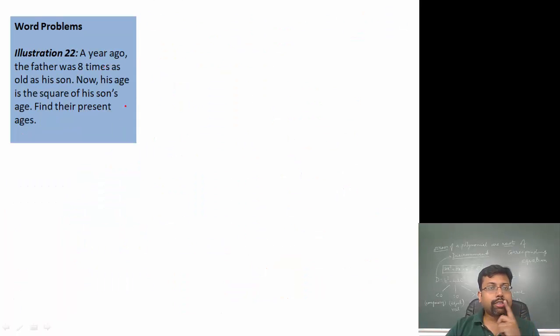Okay, so now the next question is, a year ago, the father was 8 times as old as his son. Now his age is the square of his son's present age. Find the present ages of father and son. So let the son's age be x years.